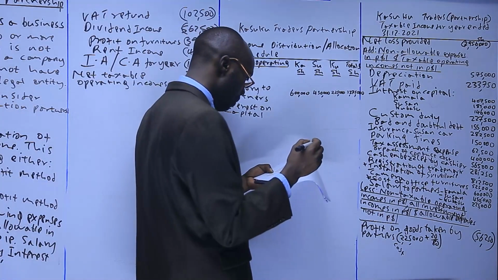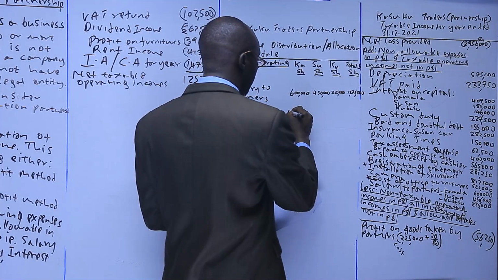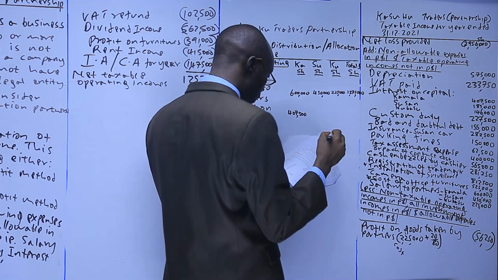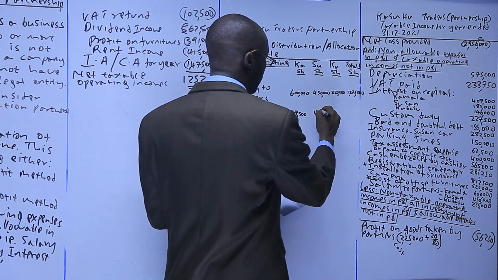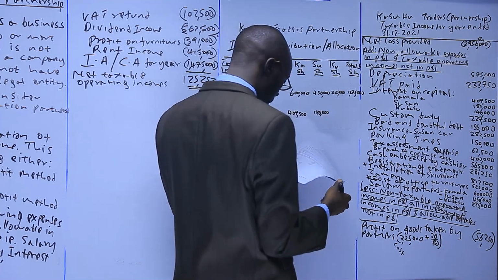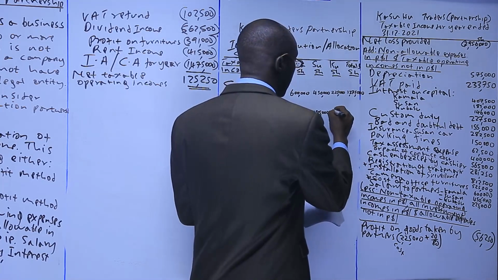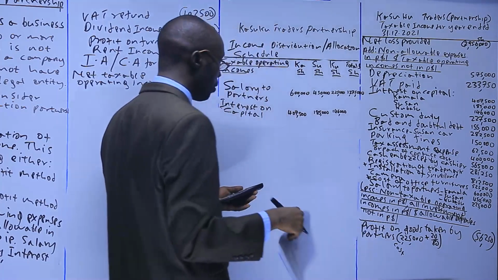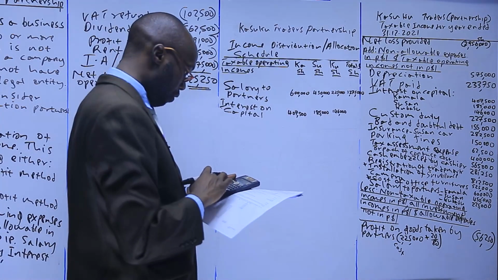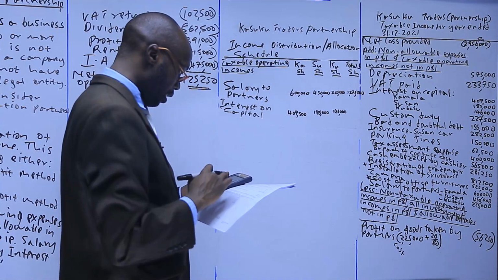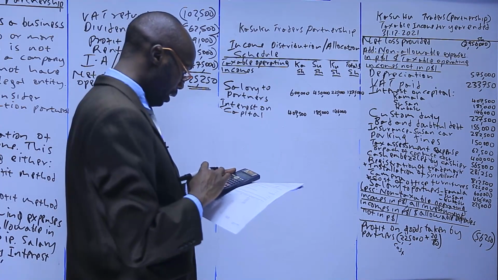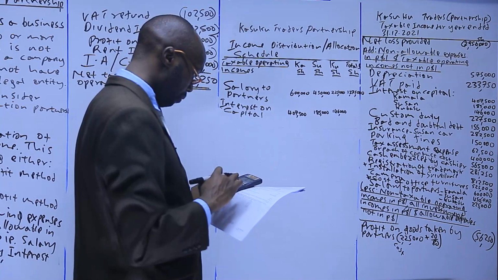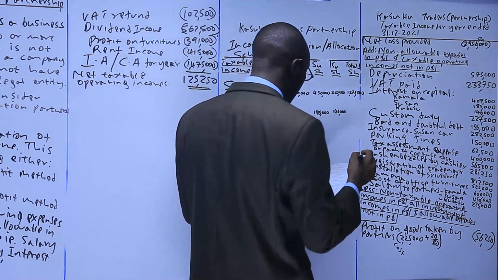So we'd have here 407,500. The other one is 185,000. The other one is 146,000. And now we get the total. So 407,500 plus 185,000 plus 146,000, which give us 738,500.